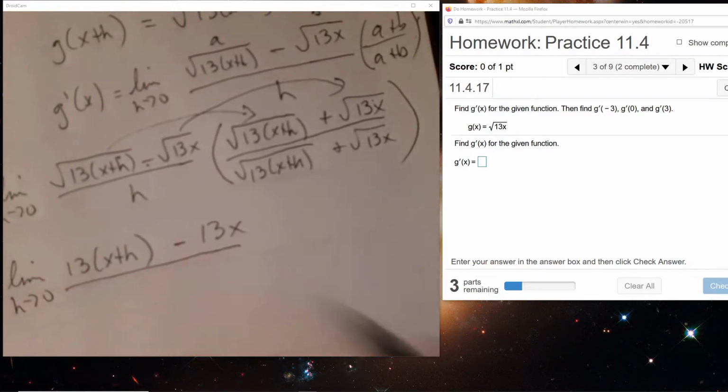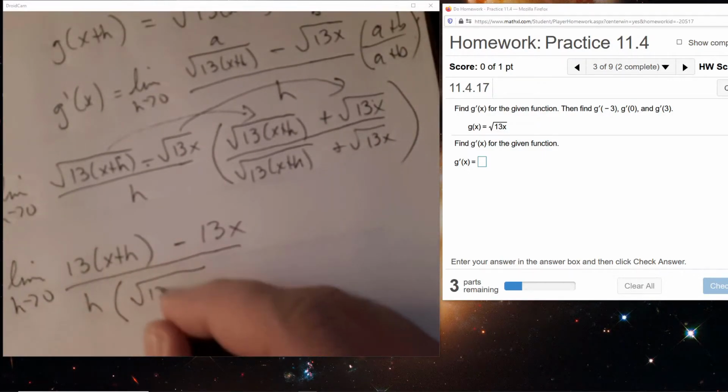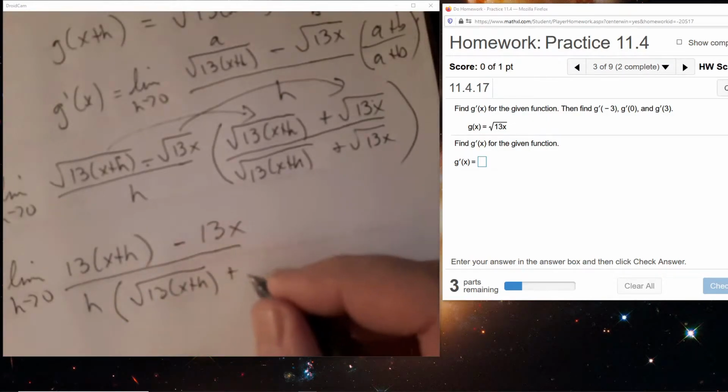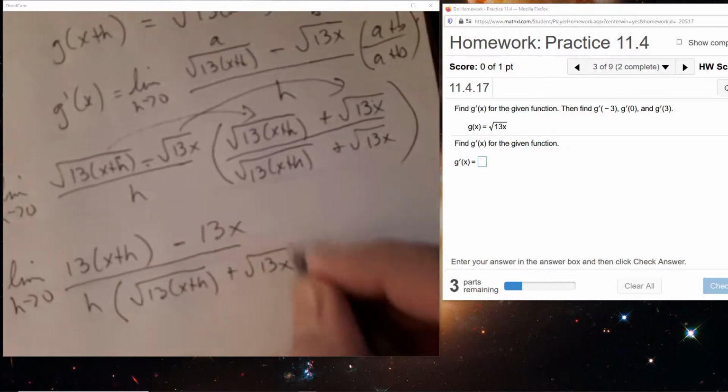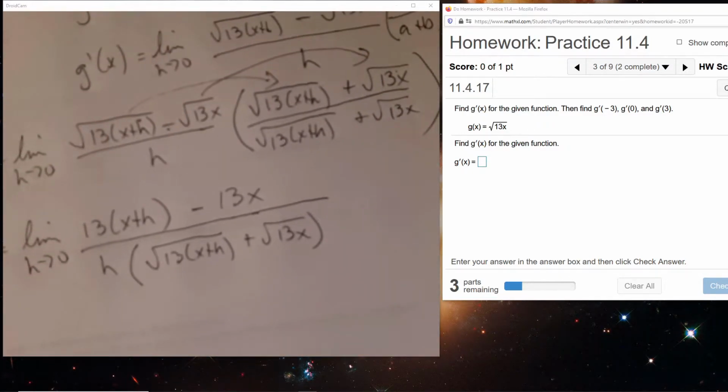And then in the denominator, we want h to divide out. So we're not going to distribute h because we want h to divide out. So we want to keep it as a factor. And so this is where we're at. So again, the maneuver here is the conjugate.